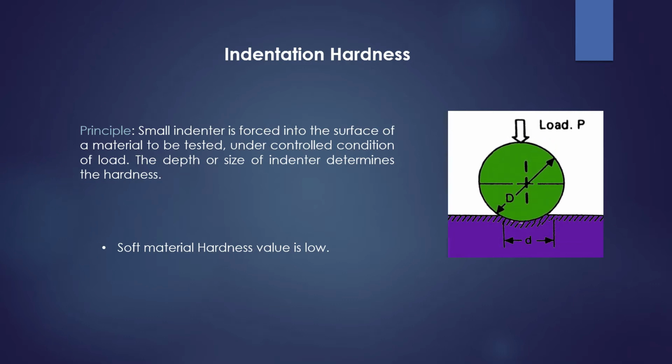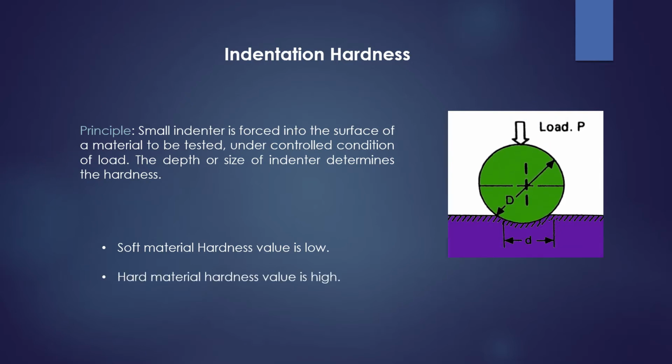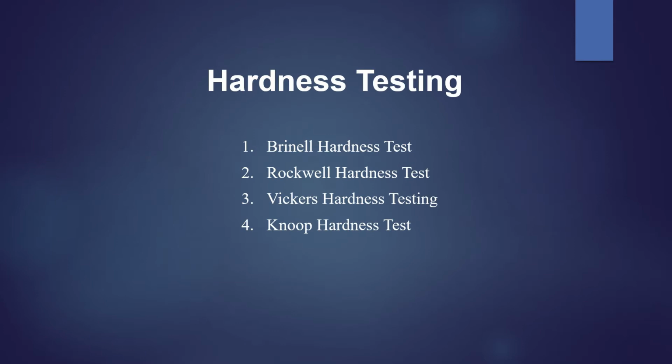If the hardness value is low, then the material is soft. And if the hardness value is high, then it is determined that the hardness of the material is very hard. Just we can move to the next.